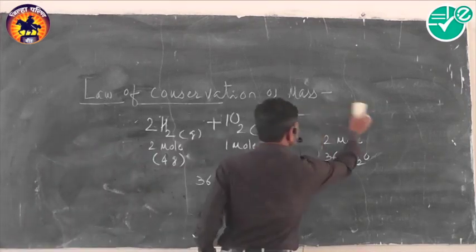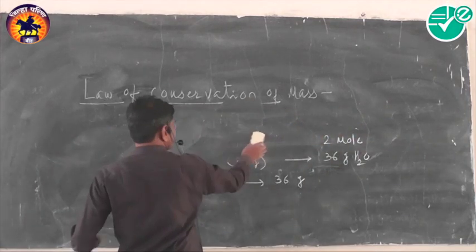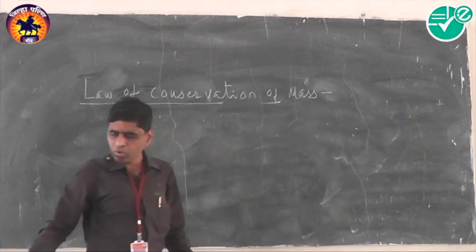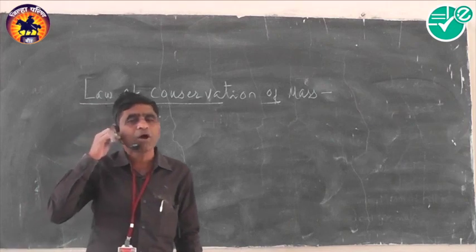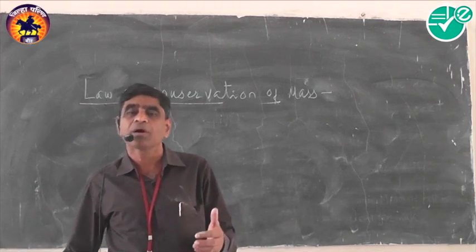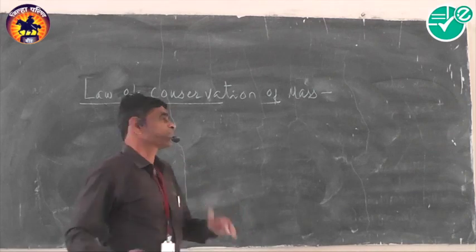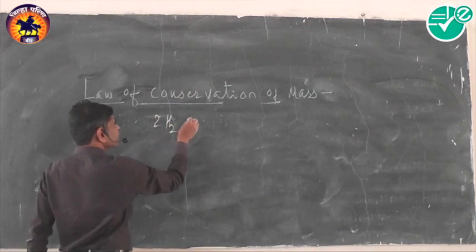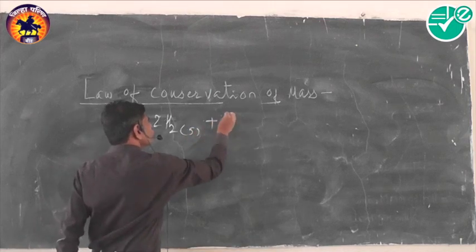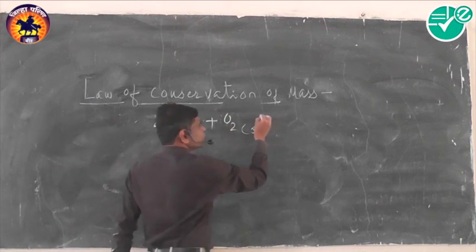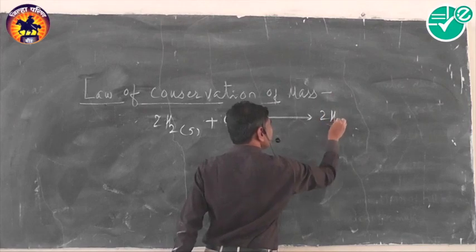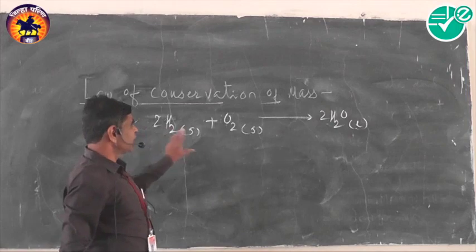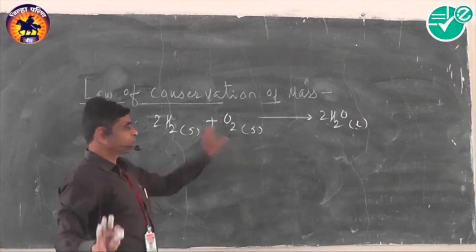Now consider the second condition. During a reaction, if one or more reactants do not completely react with another reactant by mass, for example, again the reaction 2H2 plus O2 gives 2H2O. Remember, in this reaction, 4 gram of hydrogen reacts with 32 gram of oxygen for the complete reaction.